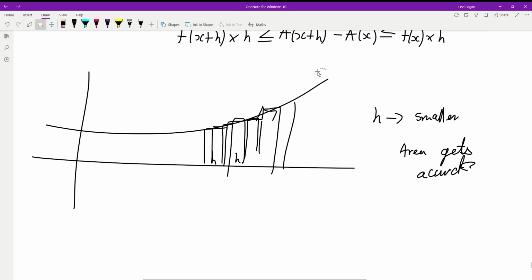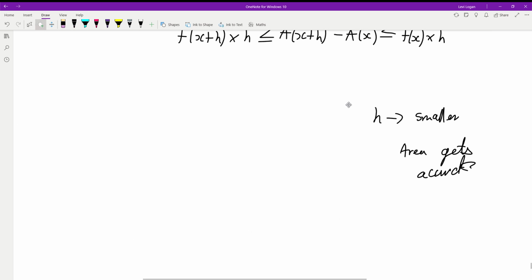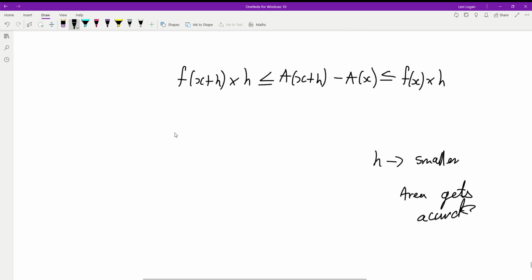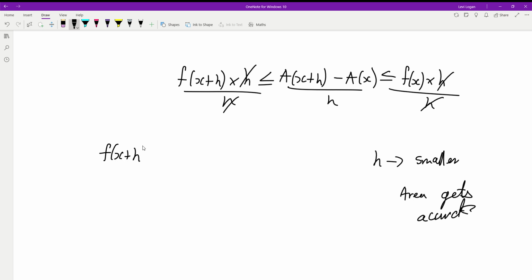So in other words, if I apply a limit to our expression above, we can work out an expression for our exact area. If I divide everything by h, because it's common in everything, it cancels out there, but doesn't cancel out in the middle. So what I'm left with is f of x plus h is less than or equal to A of x plus h minus A of x, all over h, and that is less than or equal to f of x.